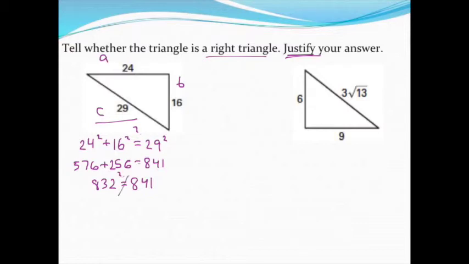So because that does not check out, they are not equal to each other, what that's telling me is that no, this is not a right triangle. It's not going to work out. Whether it's acute or obtuse, I don't know that yet. That's what we'll do in another video, but I know for sure that this is not a right triangle.